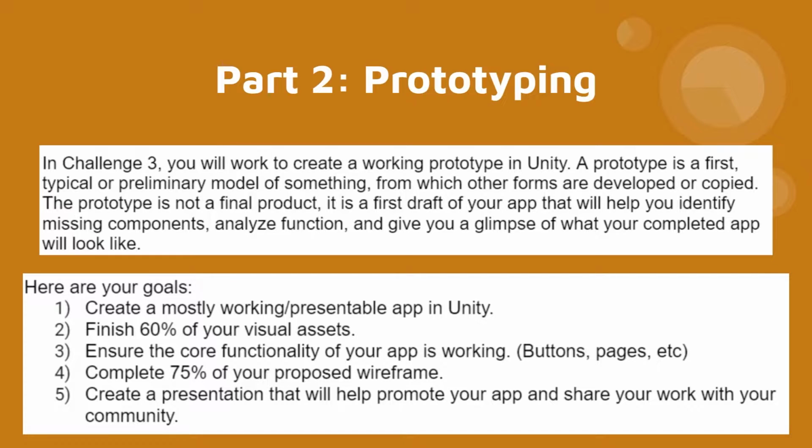those need to be 60% done. You need to ensure that the core functionality of your app is working, so switching between pages, having some buttons, actually getting that loop going, your core loop, and you need to complete 75% of what you proposed in the wireframe.